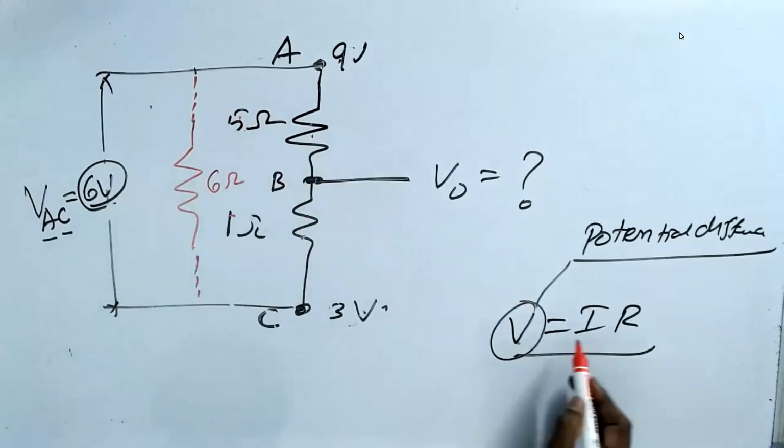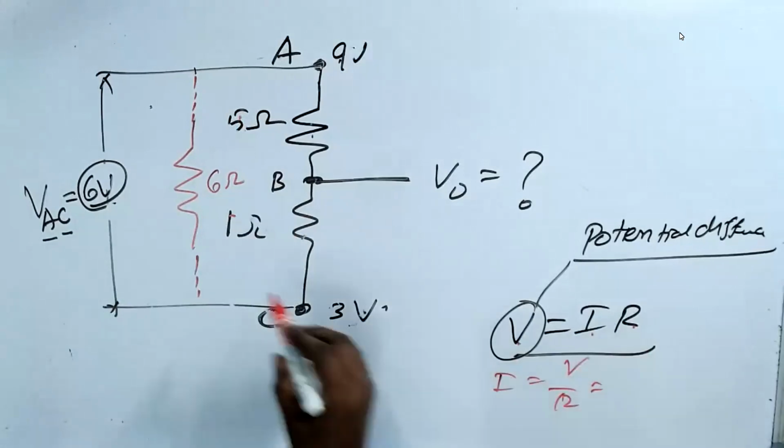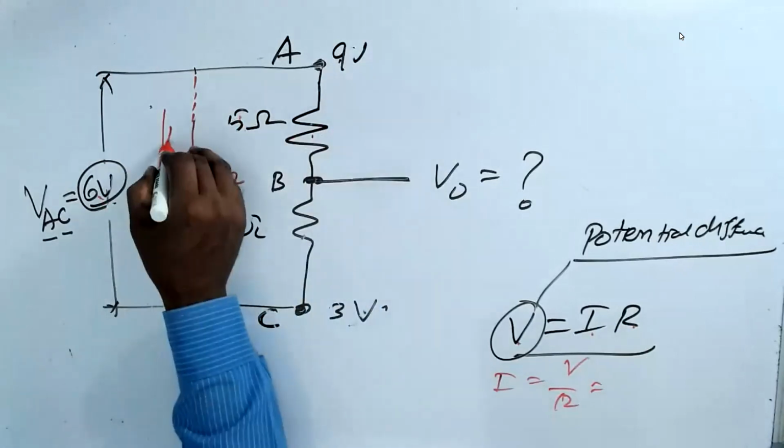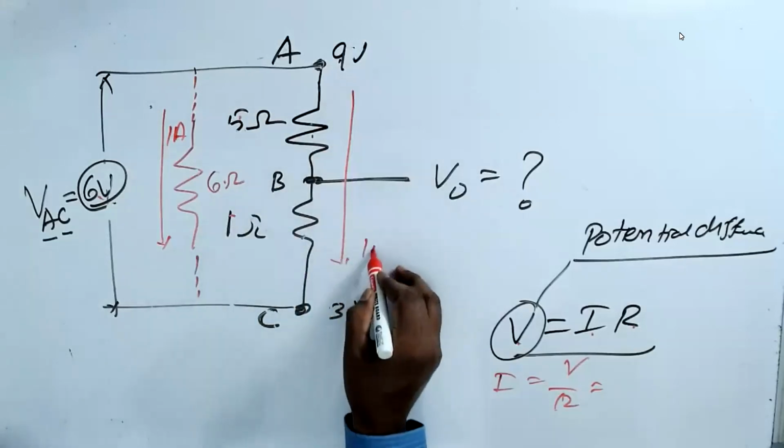So V is equal to IR. So I is equal to V by R. It's equal to 6 by 6. So the current passing through this is 1 ampere.